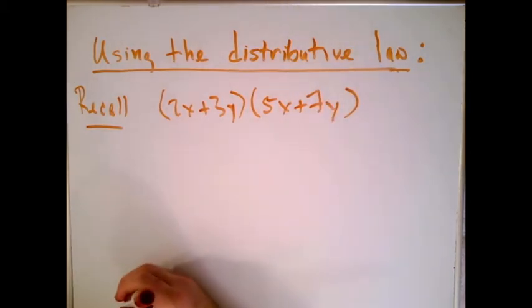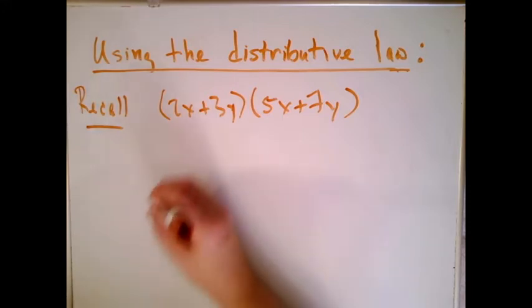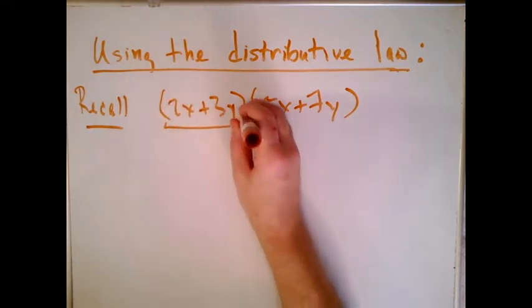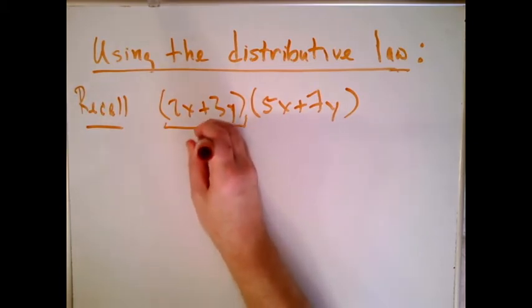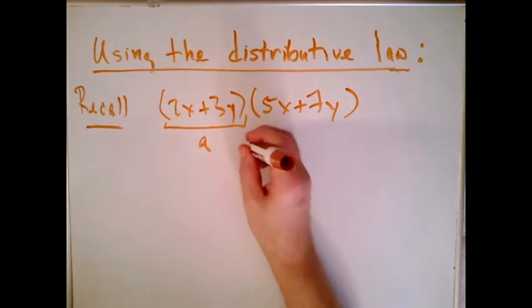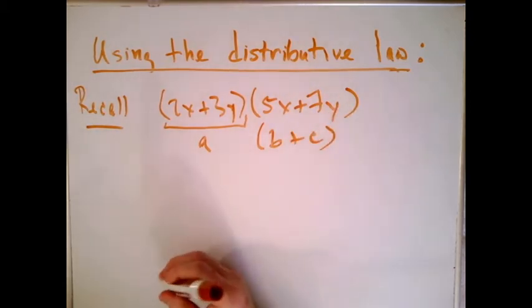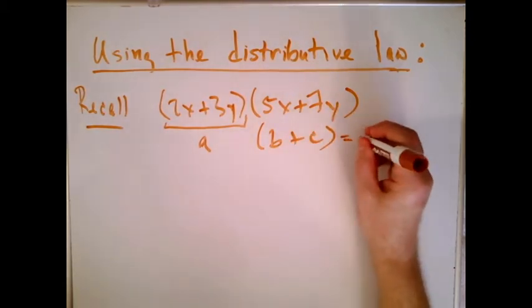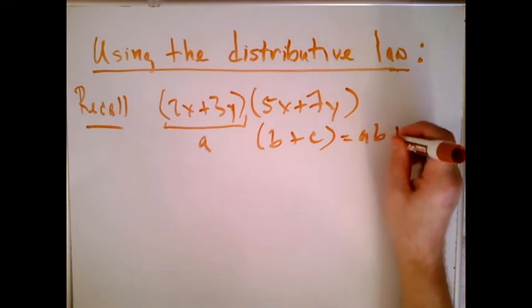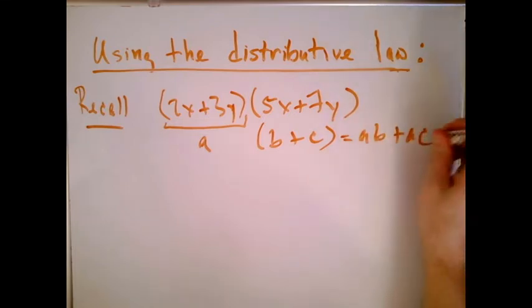Now in algebra class they say FOIL, but FOIL is not one of the properties that actually define the real numbers. There's nothing like it. What we do have is a distributive law. Let's call this whole big thing here A, and this whole thing over here B plus C. Then the distributive law would say we should get something like AB plus AC.